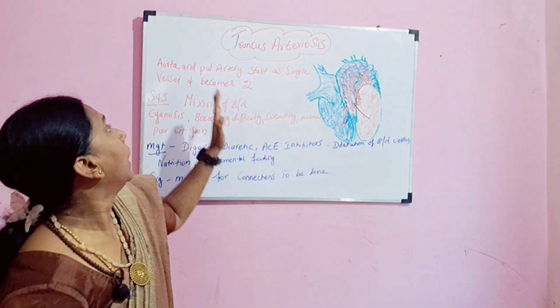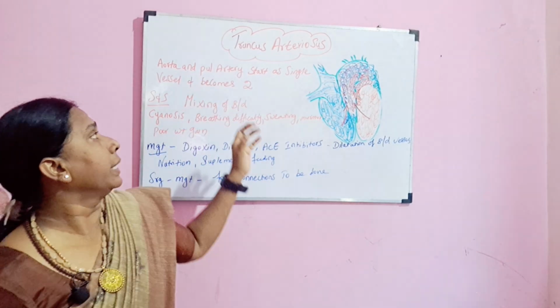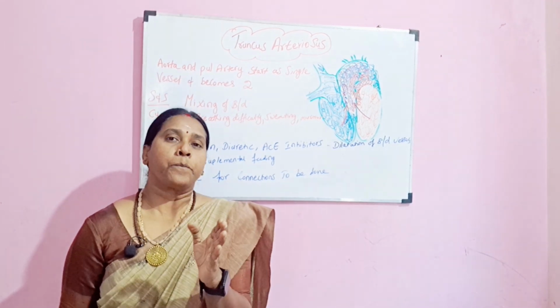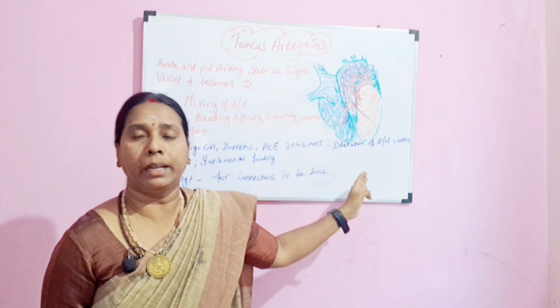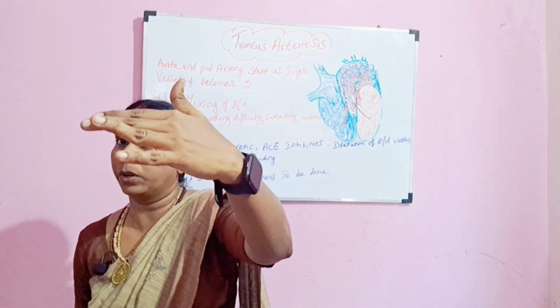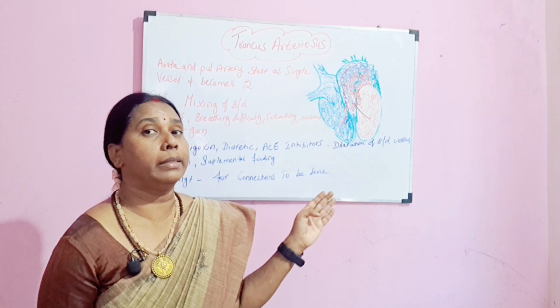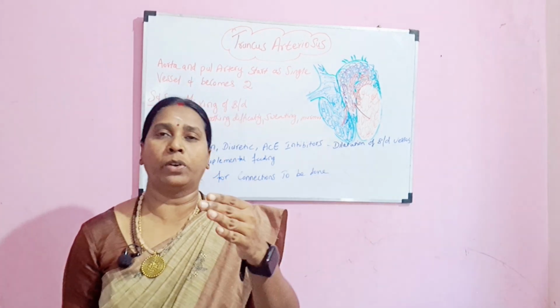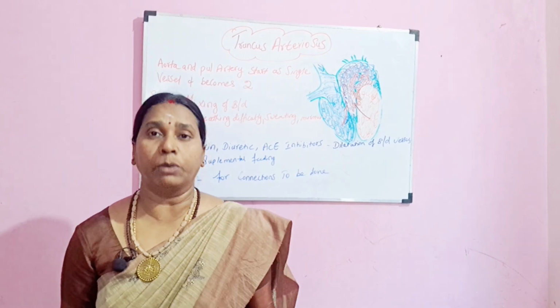Here, the aorta and the pulmonary artery start as a single vessel. You know the right ventricle has to lead up with the pulmonary artery and it has to go to the lungs for purification, and the left ventricle has to lead up with the aorta and it has to go for systemic circulation. But here what is happening?